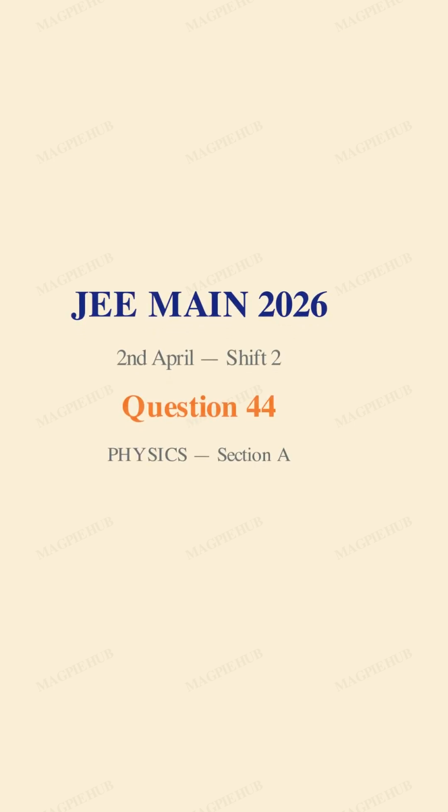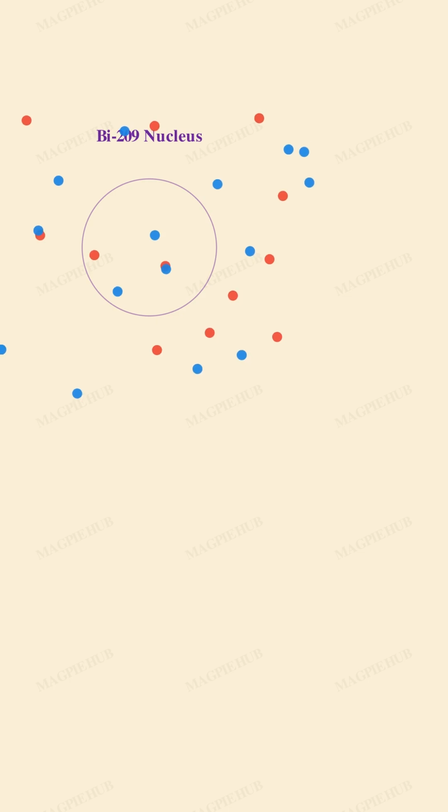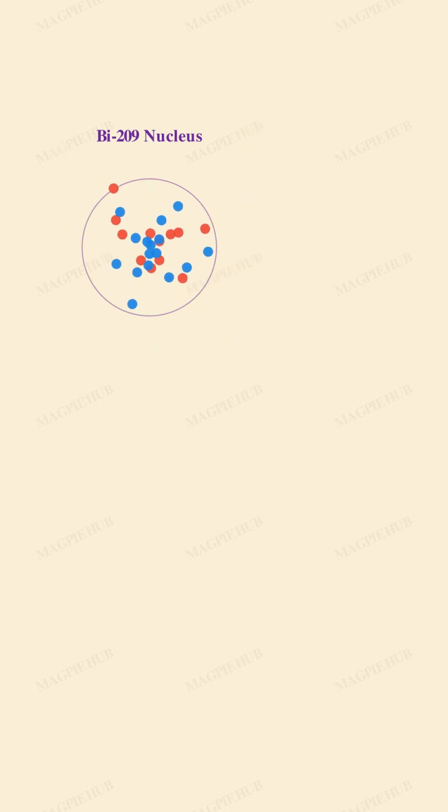JEE MAIN 2026, 2nd April Shift 2, Physics Section A, Question 44. Let us visualize the bismuth 209 nucleus. It contains 83 protons, shown in red, and 126 neutrons, shown in blue, tightly bound together.